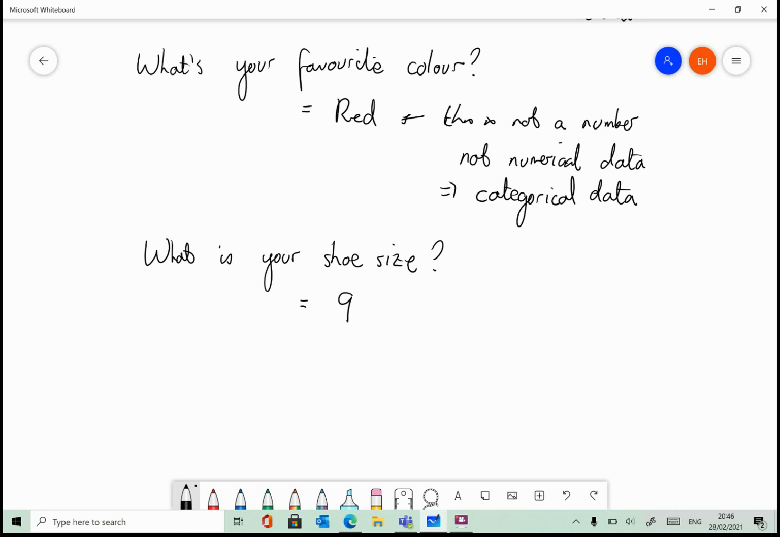Okay, so what is your shoe size? So technically it is numerical, but in my mind, technically it's also categorical. So I'm not quite sure what the correct answer is on that.